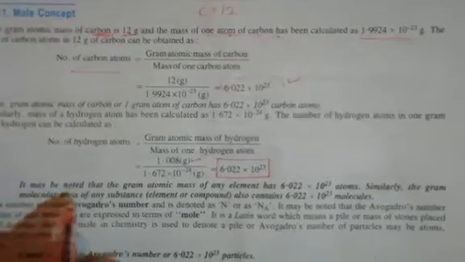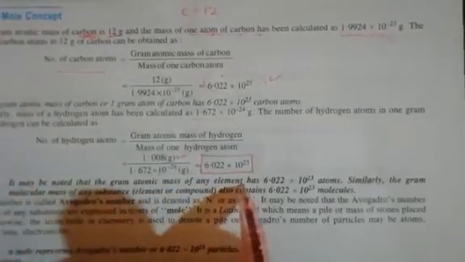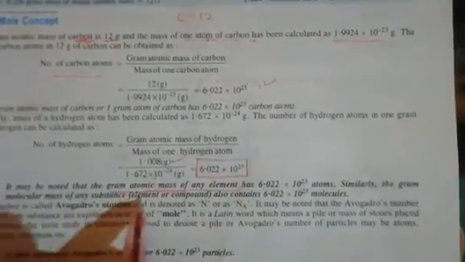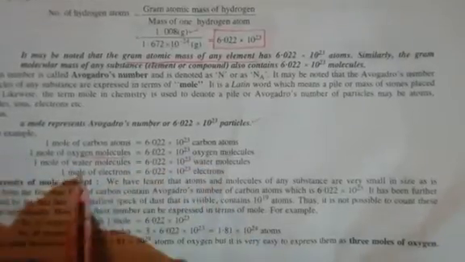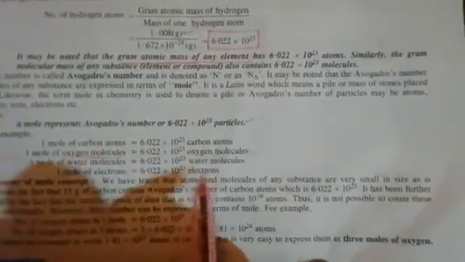So it may be noted that the gram atomic mass of any element has this many atoms. Similarly, the gram molecular mass of a substance has this many molecules. Because of that, the mole represents the Avogadro number. 1 mole of carbon atoms is 6.022 × 10 raised to power 23 carbon atoms. 1 mole of oxygen molecules is 6.022 × 10 raised to power 23 oxygen molecules. 1 mole of water molecules is 6.022 × 10 raised to power 23 water molecules. 1 mole of electrons is 6.022 × 10 raised to power 23 electrons.